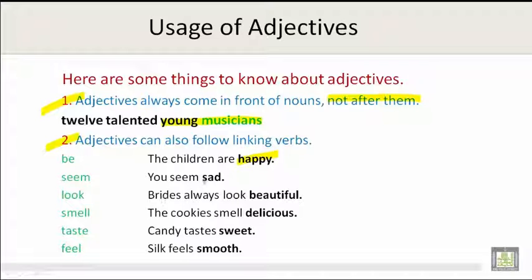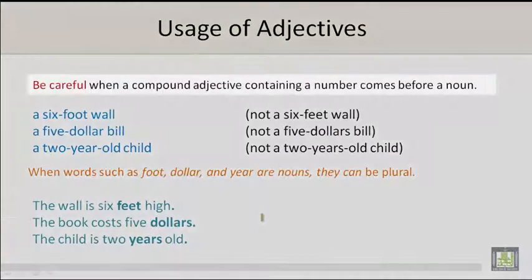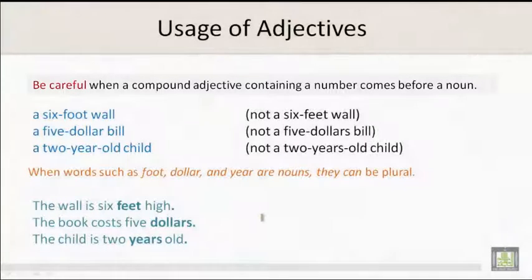Seem: You seem sad. Look: Brides always look beautiful. Smell: The cookies smell delicious. Taste: Candy tastes sweet. Feel: Silk feels smooth. Be careful when a compound adjective containing a number comes from a noun.